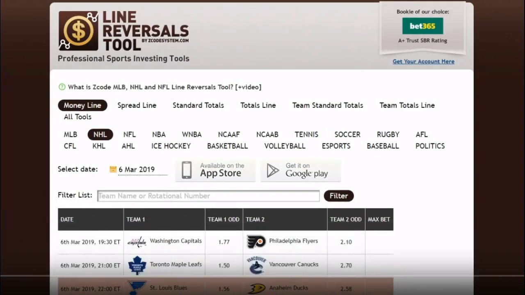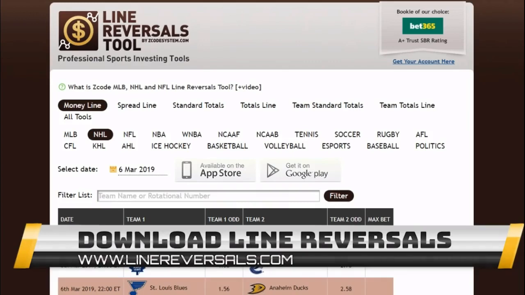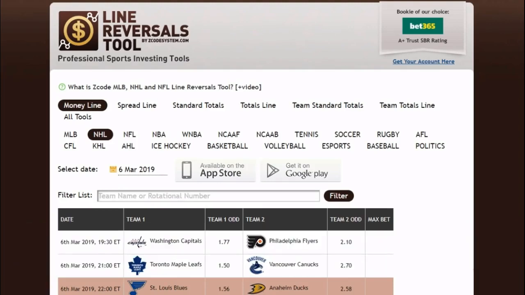In today's video, I'm going to show you one of the most advanced professional sports betting tools that will help you win consistently on sports betting. This tool is used by professional sports investors that are looking to get an edge on the bookies and to win consistently. The tool is called Line Reversal, and you can find it for free on the Z-Code System website or on linereversals.com. In addition, you can also find it on our iPhone and Android app.